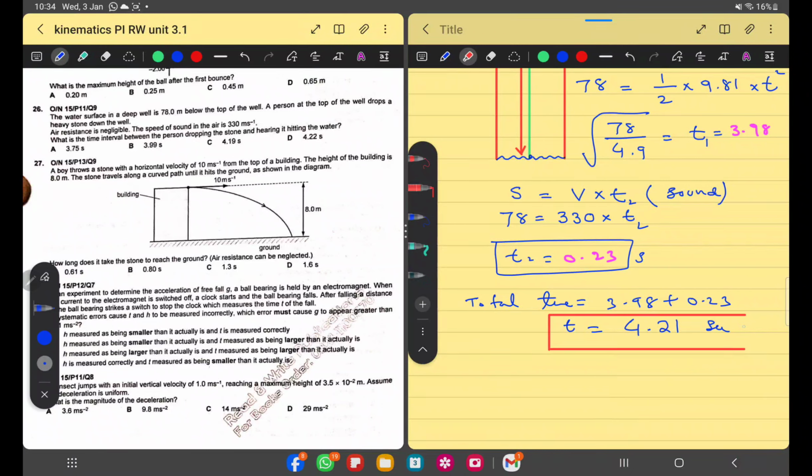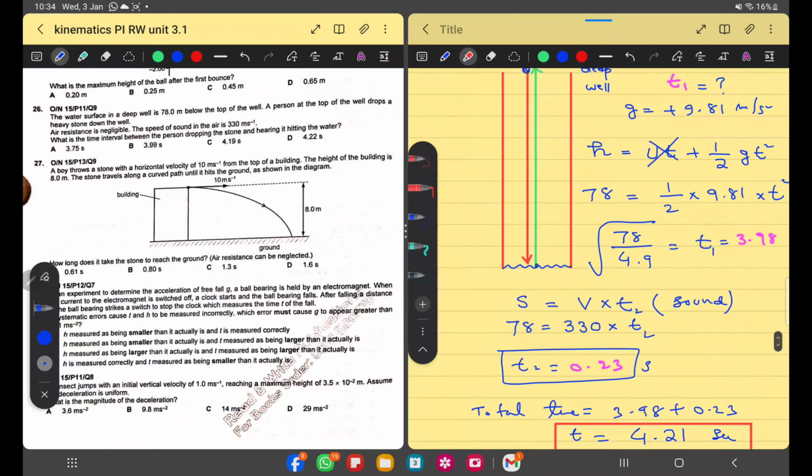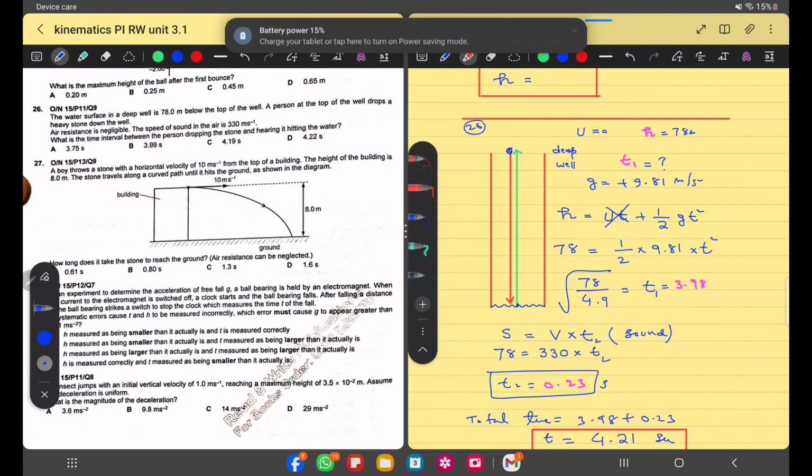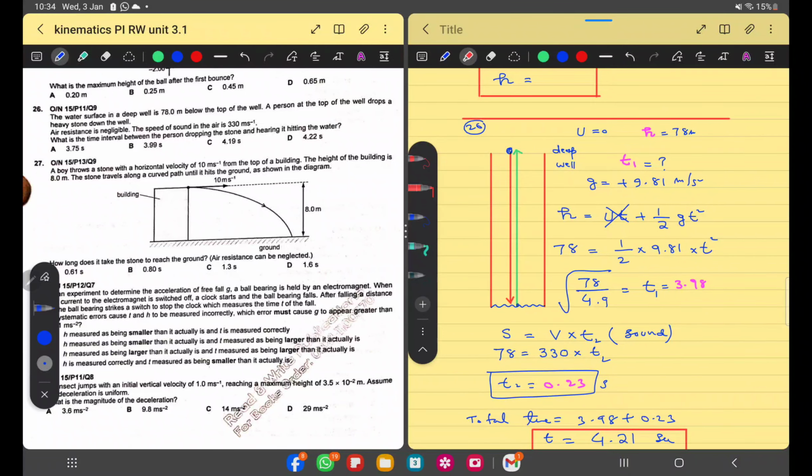So this question is a mixture of free fall motion as well as the speed of sound being constant. When the speed of sound is constant, then I can use S equal to V into T. I am using S equal to V into T.